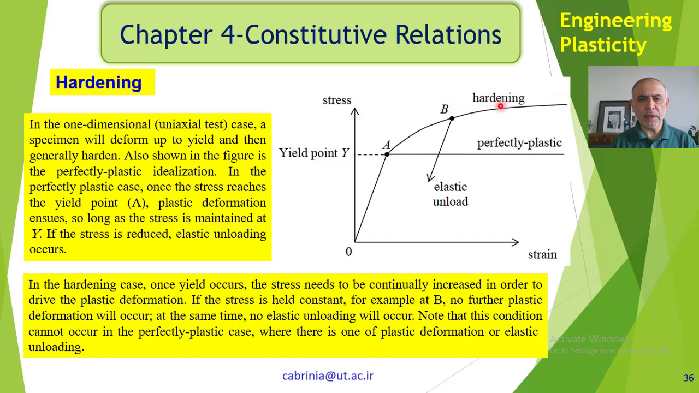If we have hardening, for instance, if the material behaves like this, it goes on this path from A to B and onwards. What happens then? How do we analyze the material? Which relationship, with which constitutive relations will we use?